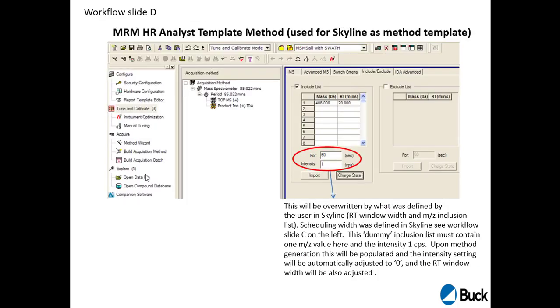And so this is how the method would look in Analyst. This is the SciEx software. So you have a typical DDA method. For example, I hope you can see this, the way they do it: you define mass spec periods. So you have a TOF MS1 scan, and then a product ion scan. I mentioned they call it IDA, so that's DDA.